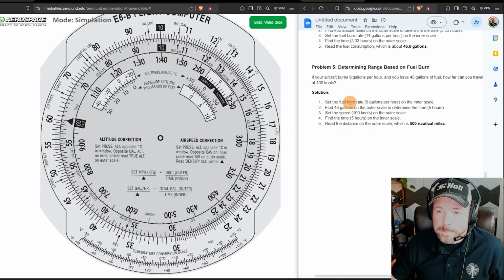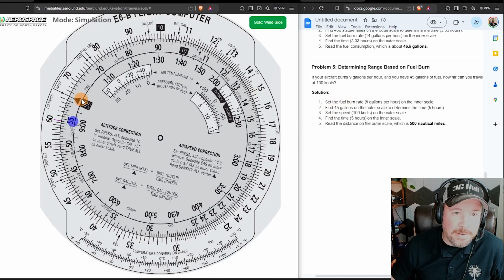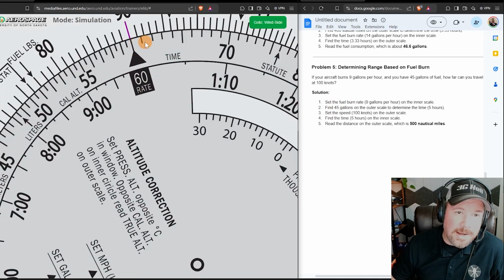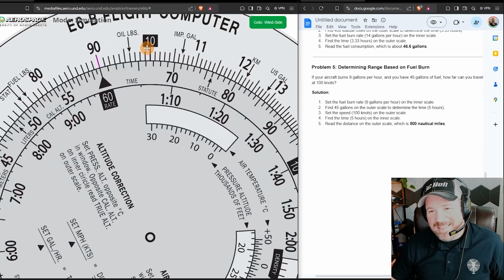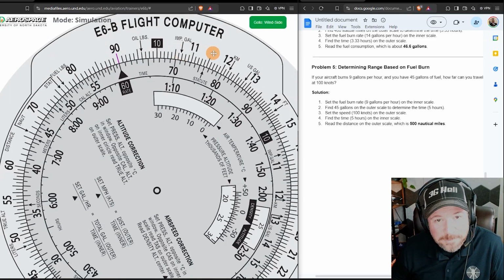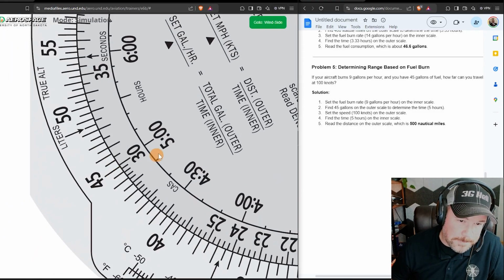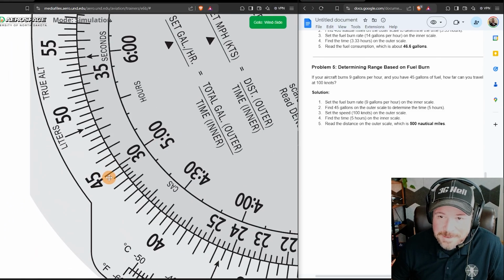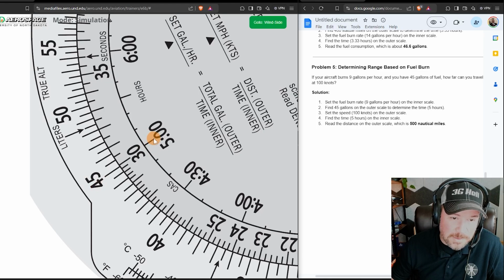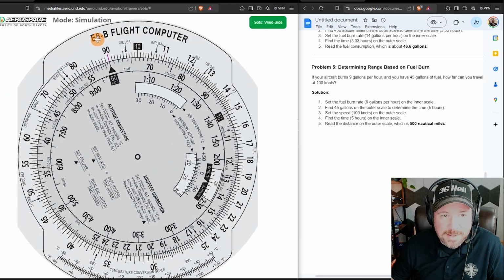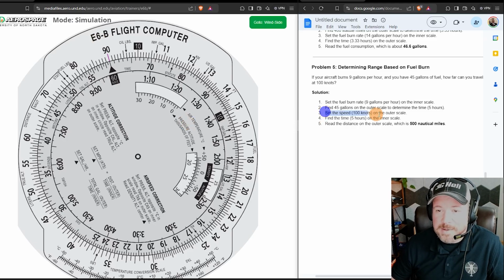So set the fuel burn rate at 9 gallons per hour. So we're going to go to the rate 9 gallons per hour. The next thing we do is we find 45 gallons on the outer scale, which is all the way down here. And then on the inner scale, we determine time. So from 45 gallons, we have basically 5 hours worth of fuel. Okay. So at 5 hours worth of fuel, how far can we travel at 100 knots? So now it becomes the speed one.